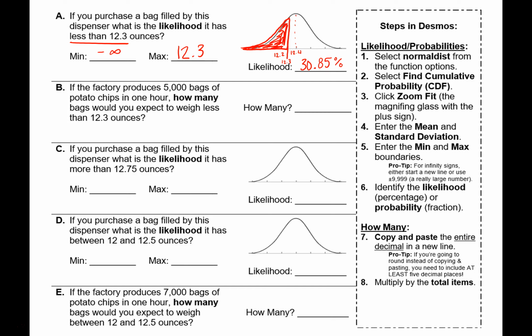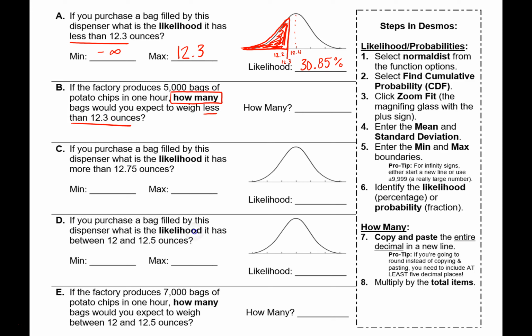Okay, so now we're going to maintain the same area for this next problem, but it's going to ask us to build on our question. If a factory produces 5,000 bags of potato chips in 1 hour, how many bags would you expect to weigh less than 12.3 ounces? Notice I'm being asked a quantity here. How many bags are we talking about? Not a percentage question. We are still working with the same region that's shading less than 12.3 ounces.